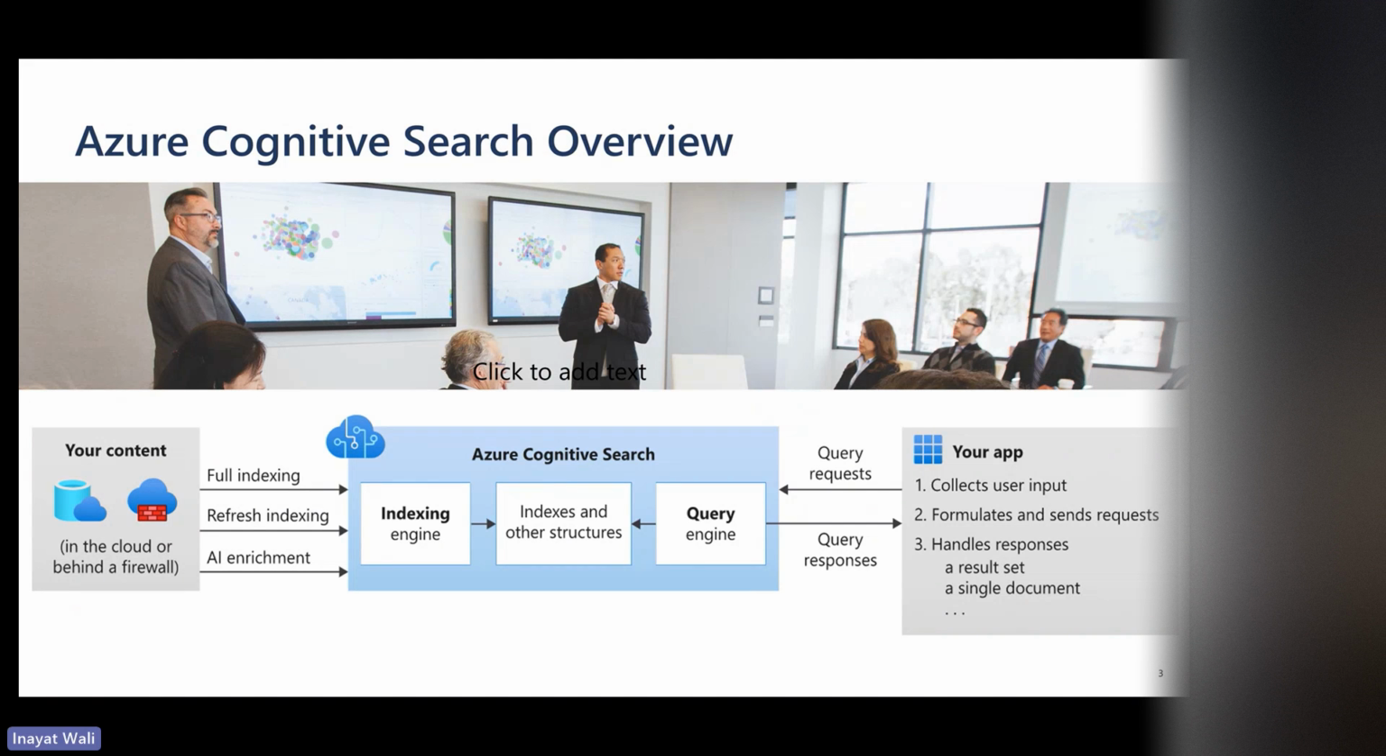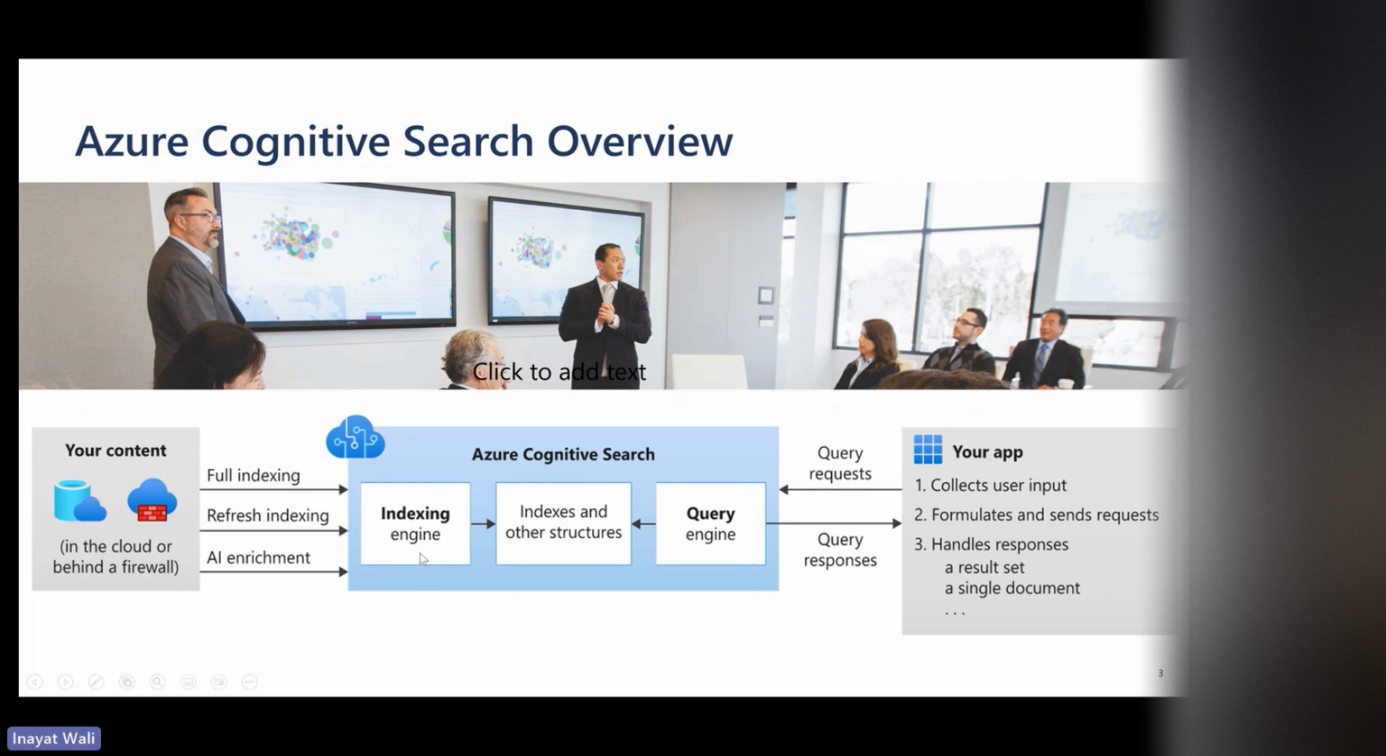If you look at this PowerPoint and the picture here, on the left side you have all the sources. The first thing you have is an indexing engine in cognitive search, which goes through the data and does the indexing of the information. The data could be sitting on-prem or in the cloud. It brings the data in while it's indexing that data.